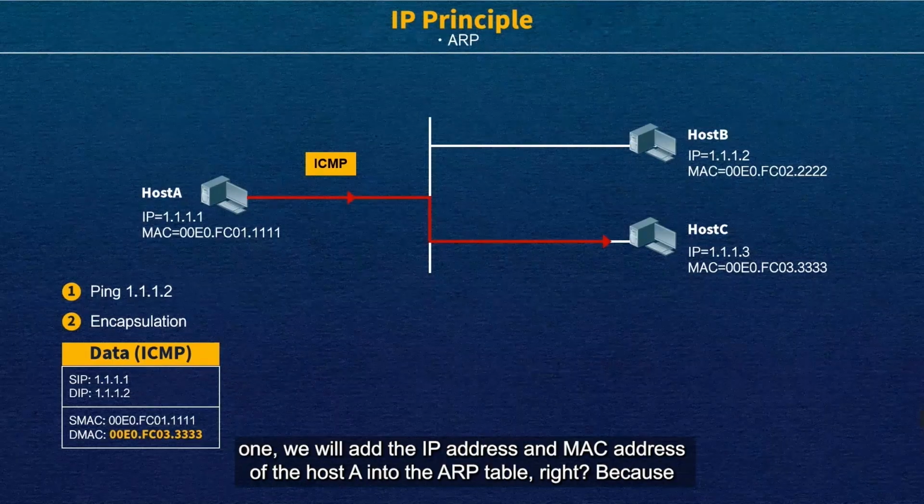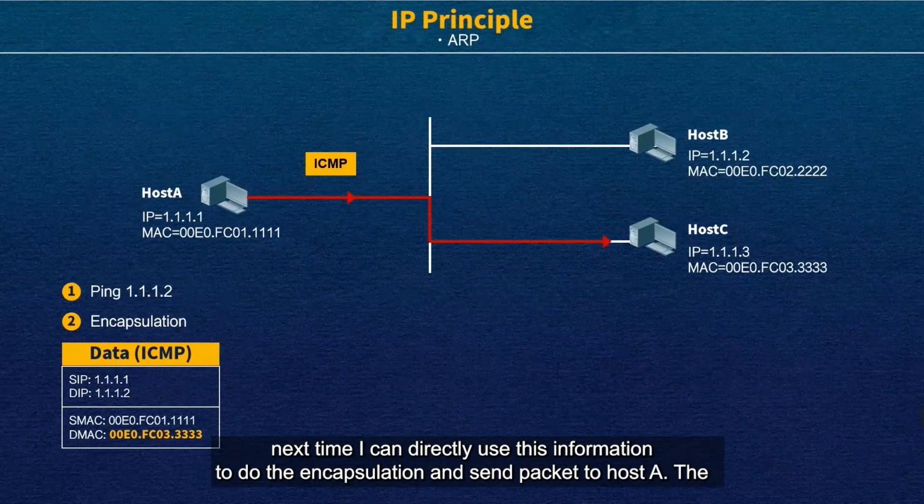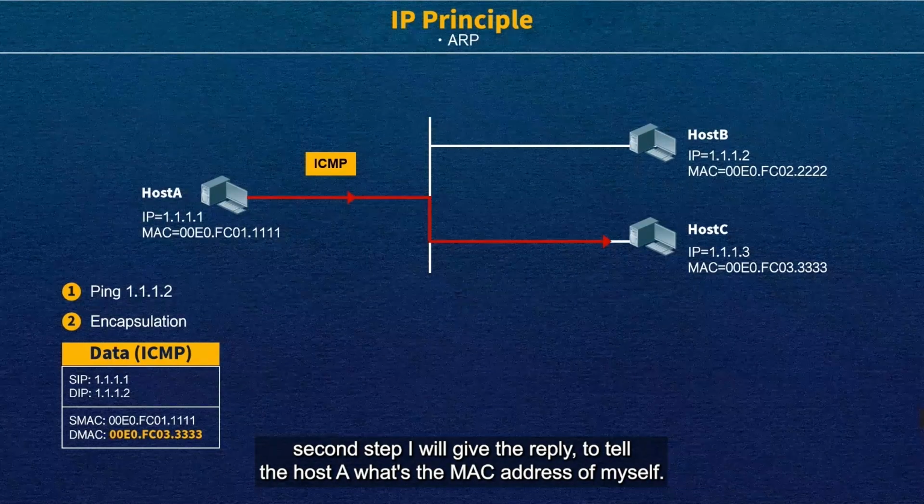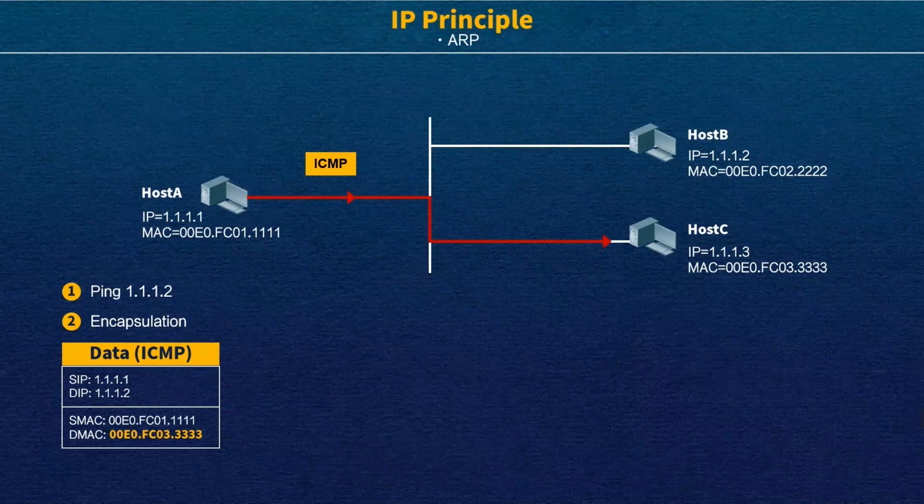What's the function? We see that host C has two processes. The first one, we will add the IP address and the MAC address of host A into the ARP table, right? Because next time, I can directly use this information to do the encapsulation and send to host A. The second step, I will give the reply to tell host A what the MAC address of myself is.